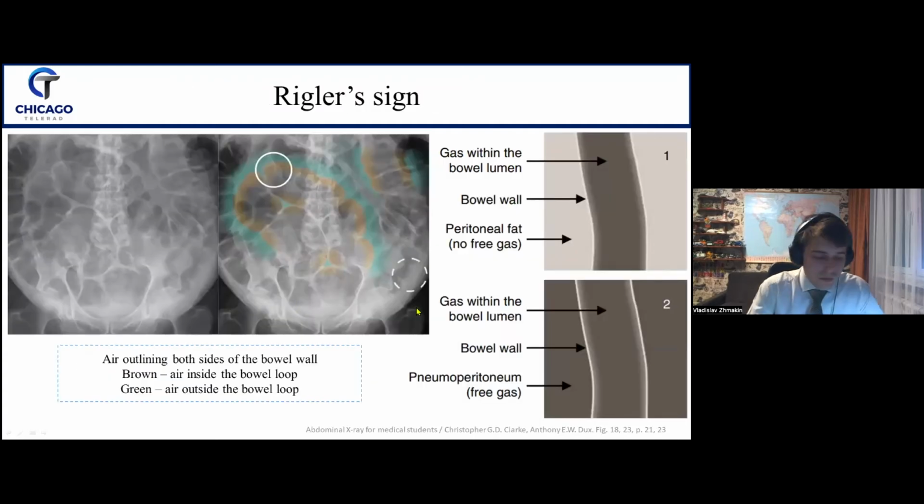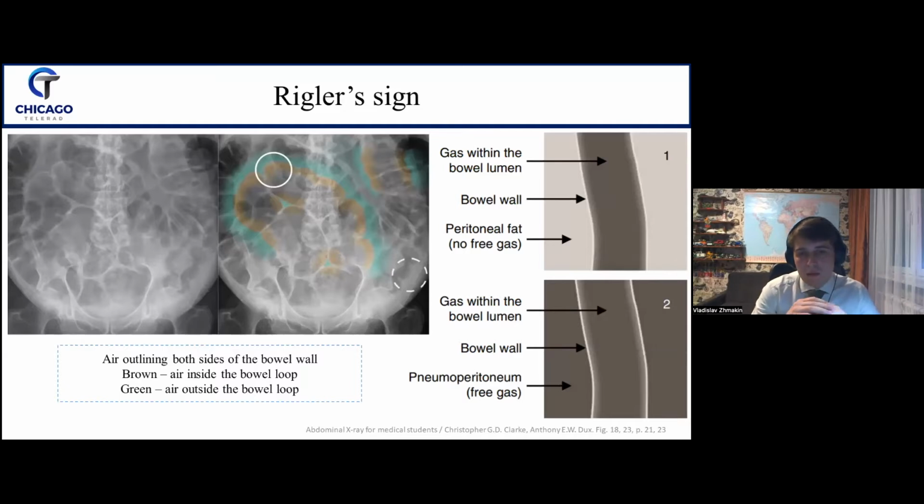So there are many signs specific to the pneumoperitoneum. I was trying to find and to choose the most interesting and maybe practical. And before explaining the next sign, we should understand the mechanics, I think.